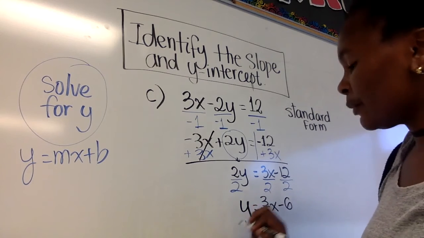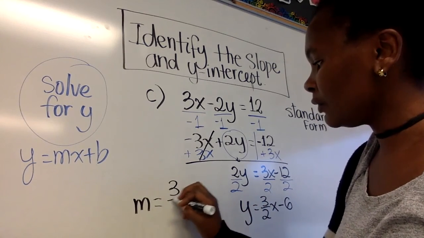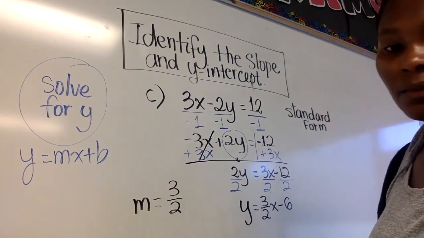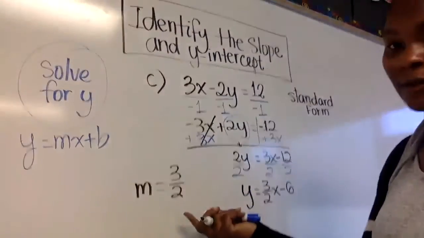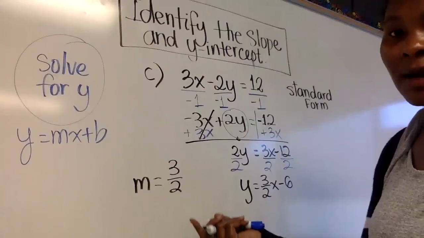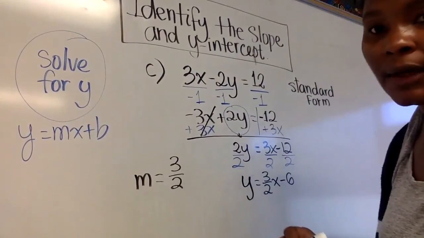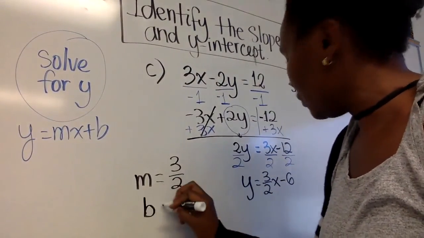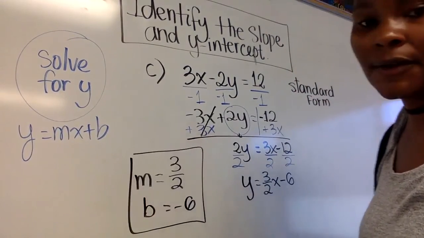Okay, so we are not done. They ask for m, so m is equal to 3/2, which is a proper fraction. For me, I like to leave the slope as a fraction. In case you want to graph, it's easier to graph when the slope is a fraction. And b is equal to -6. And that's your final answer.